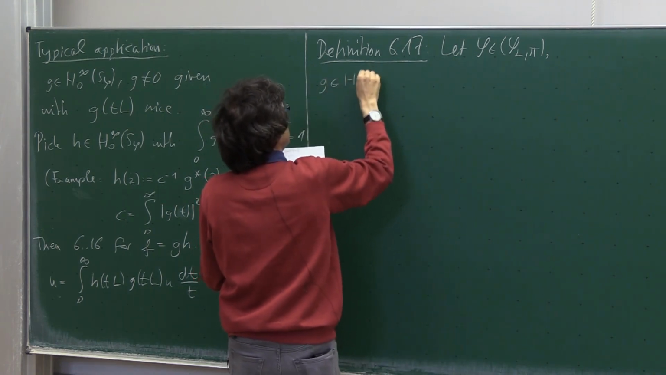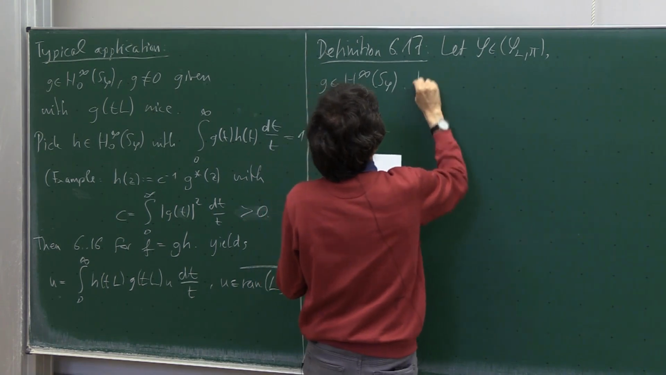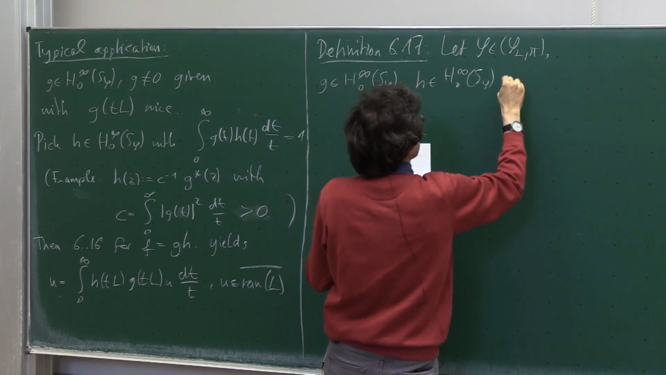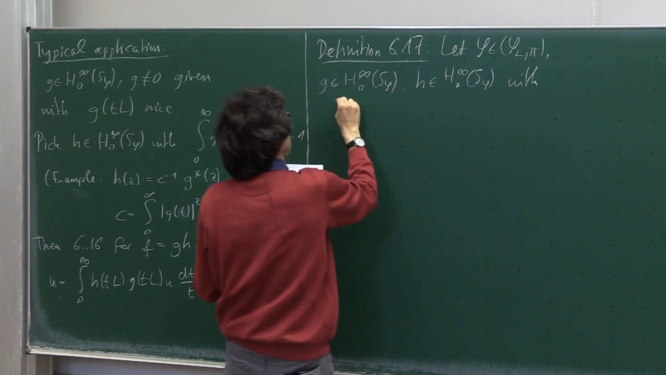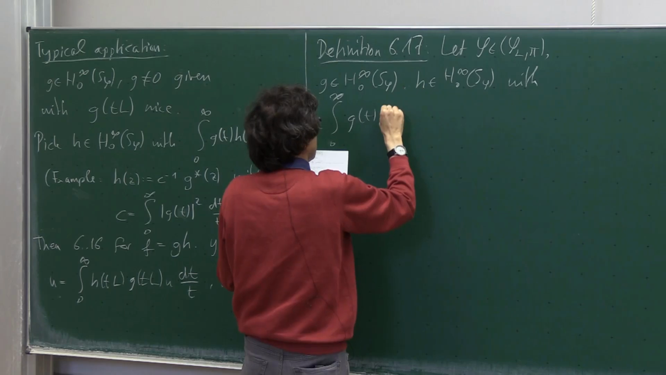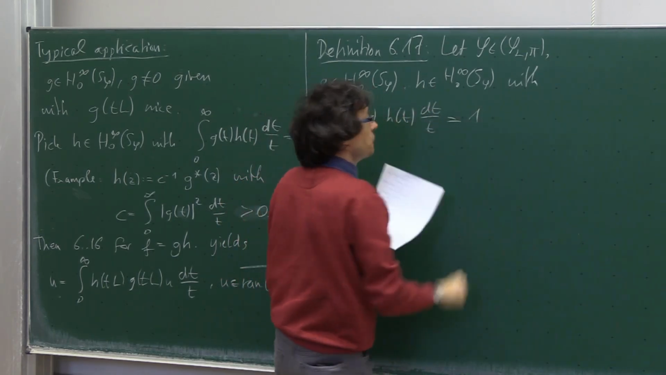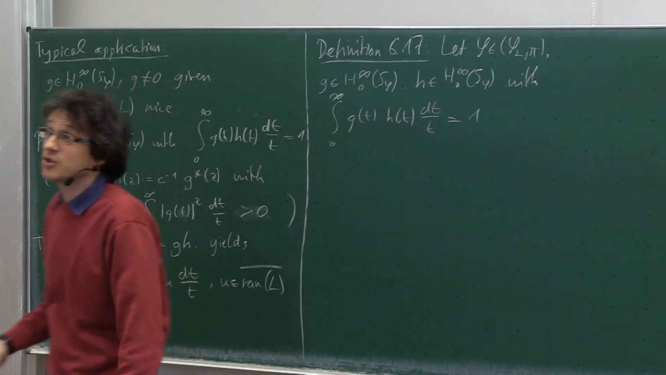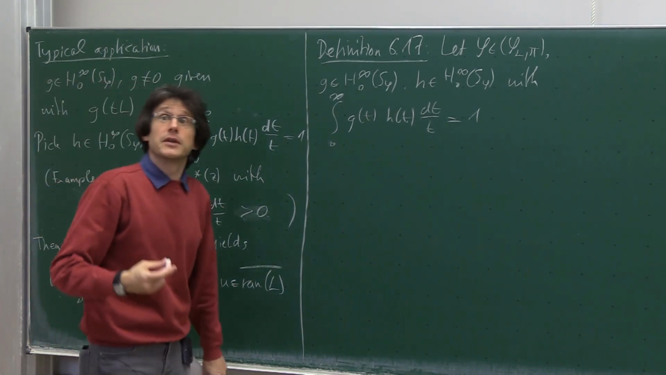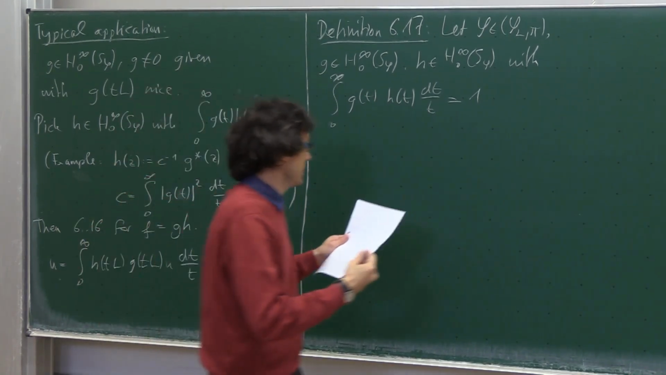Take some function g, as we had here, regularly decaying, and any function h that is also regularly decaying that does the right normalization, such that the integral from 0 to infinity of g(t) h(t), integrated with respect to Haar measure, gives you exactly 1. We've seen such a function h always exists if g is non-zero. If g is 0, this cannot work. But as soon as g is a non-zero function, such a function always exists.